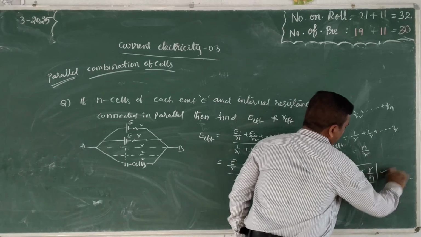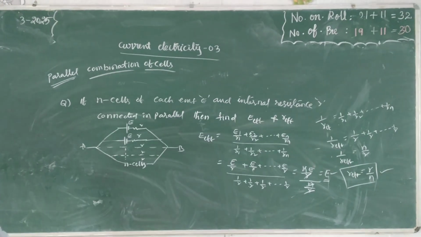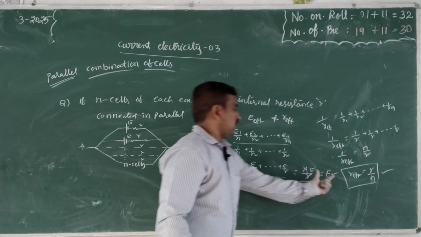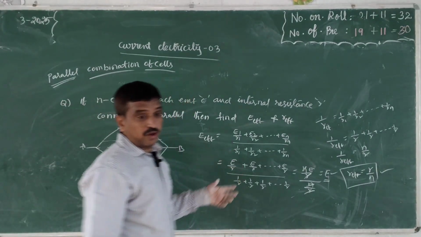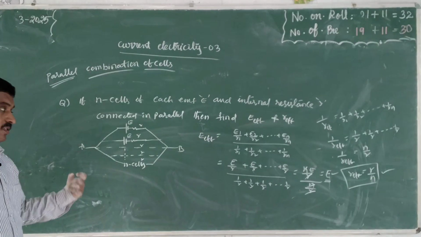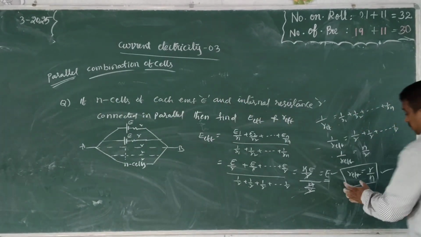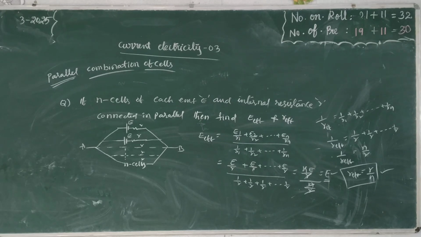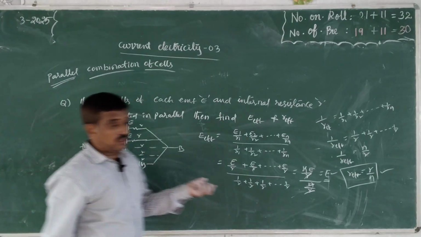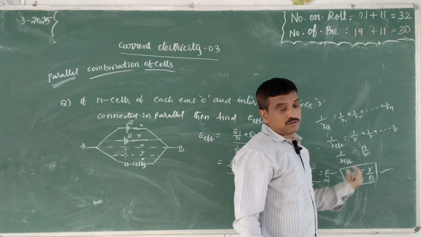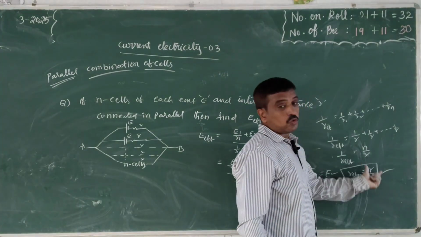This is the formula for cells connected in parallel: the effective EMF is the EMF of one cell, since they have the same magnitude E. And the net internal resistance is the resistance divided by the number of cells. N cells means N internal resistances, so R effective equals R by N.